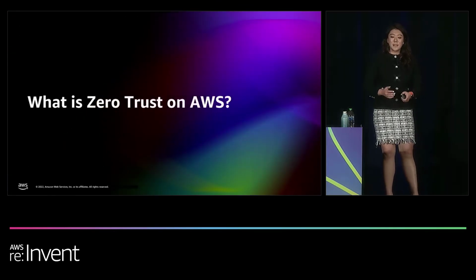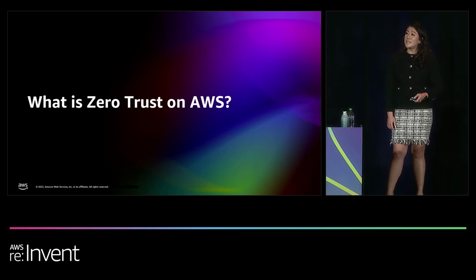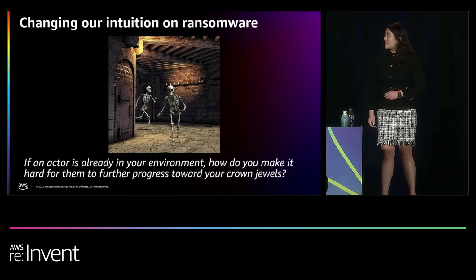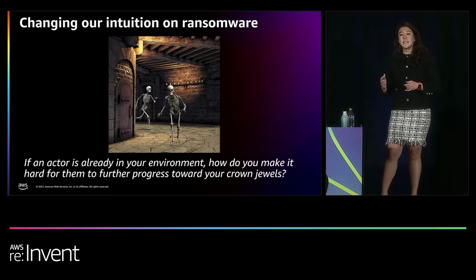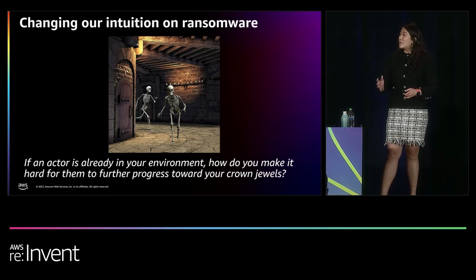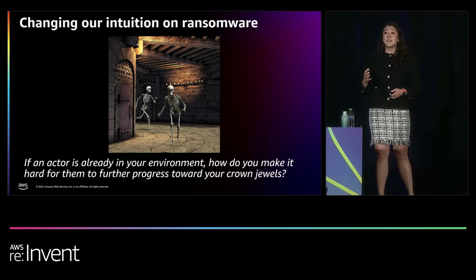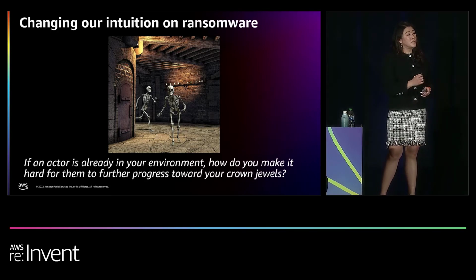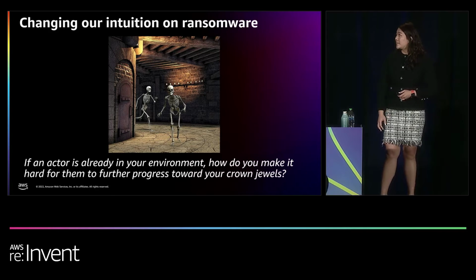But first, let's talk about Zero Trust and how it applies to your environment in the AWS cloud. I bring up this graphic because it's really about a mindset shift. From the lens of ransomware, if we assume that actors are already inside your environment, how do we make it really challenging for them to exploit you and to get to your core data? Neha, why don't you take it away with defining Zero Trust on AWS?